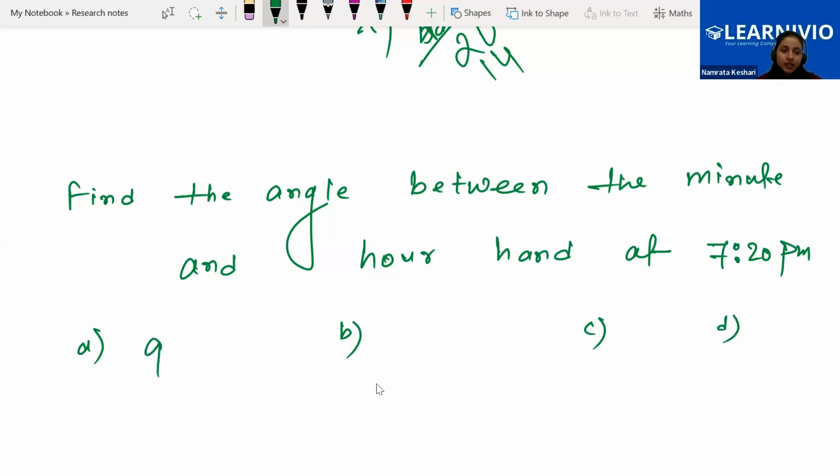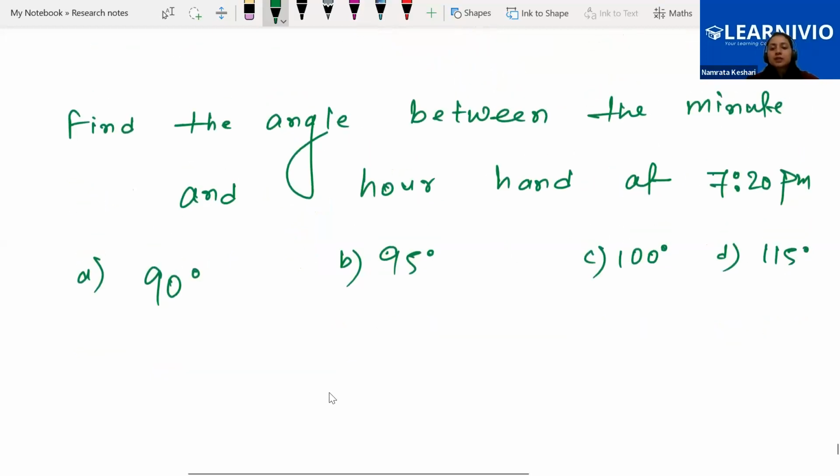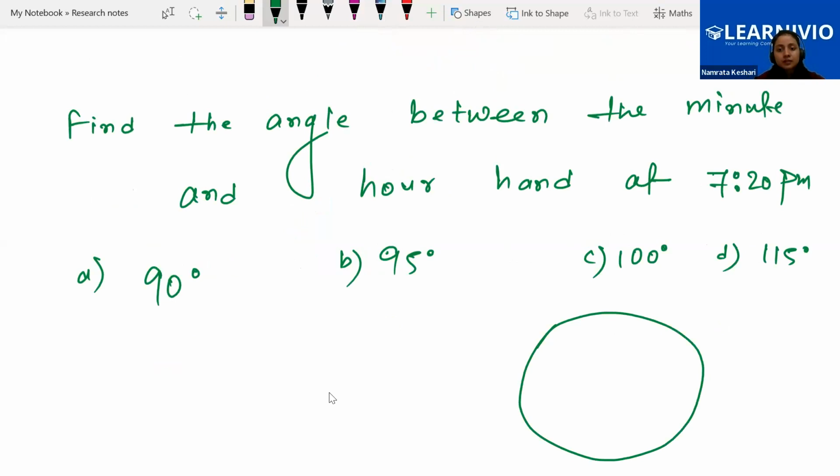Let's say we are having 90 degree. Let's say we are having 95 as the second option. Option C is 100 degree and option D is 115 degree. Okay, at 7:20 p.m., if we have to make it on a clock, here is 12, 1, 2, 3, then 4, 5, 6, 7, 8, 9, and 10, 11, 12.